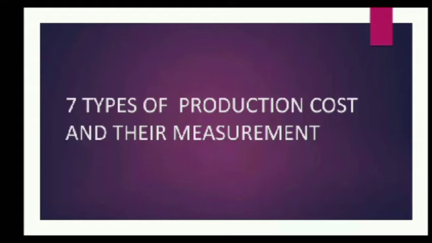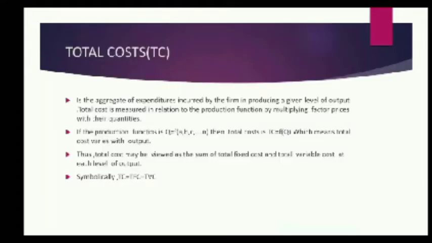Types of production costs and their measurement. First is total cost, or TC. It is the aggregate of expenditures incurred by the firm in producing a given level of output. Total cost is measured in relation to the production function by multiplying factor prices with their quantities. If the production function is Q = f(A, B, C, and so on), then total cost is TC = f(Q), which means total cost varies with output.